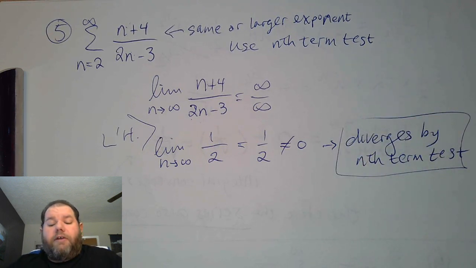But we do get a value that's not equal to 0, therefore it diverges by the nth term test, and that's our justification here.